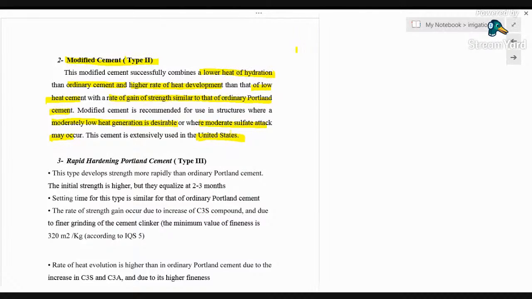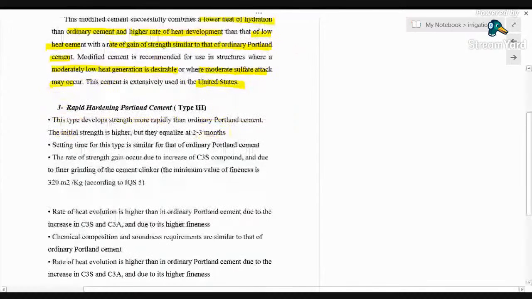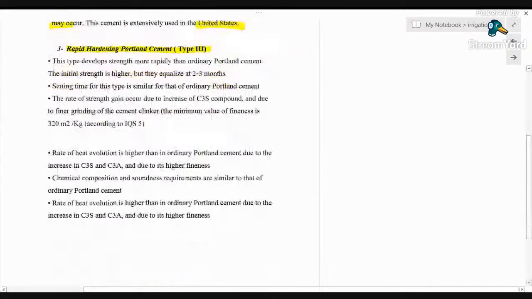Then the third type of cement is called rapid hardening cement. This is called rapid hardening Portland cement, type 3. From the name itself, we can understand this. The gain of strength of this cement is very rapid, very quick. We want the strength to be gained very quickly as compared to the ordinary Portland cement.